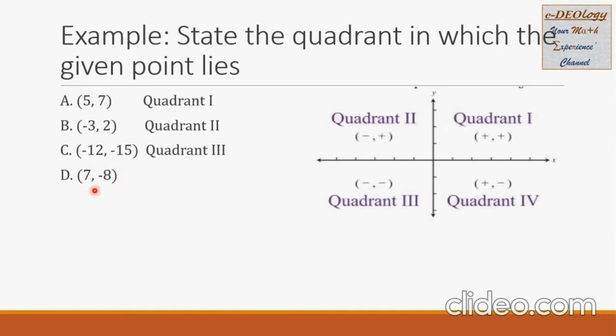For the ordered pair (7, -8), we can see that the first number, the x coordinate, is 7 and the y coordinate is -8. It means this ordered pair lies in the fourth quadrant.